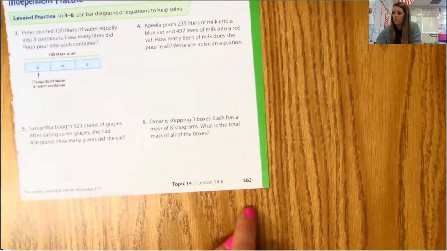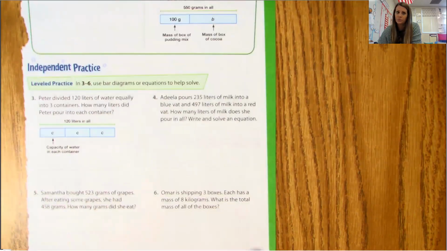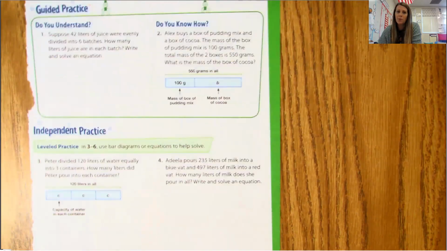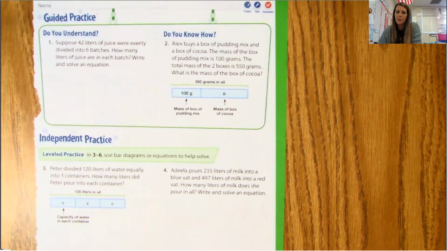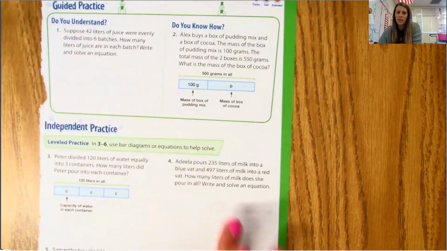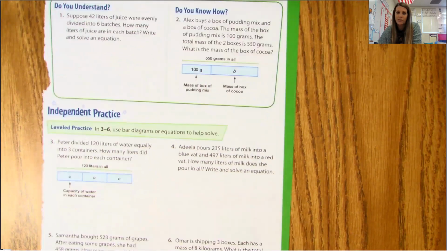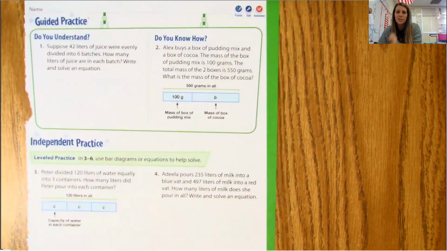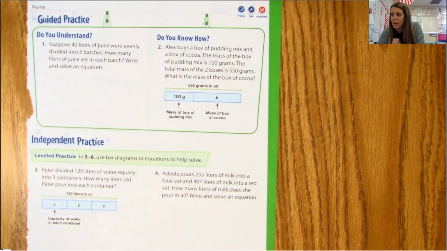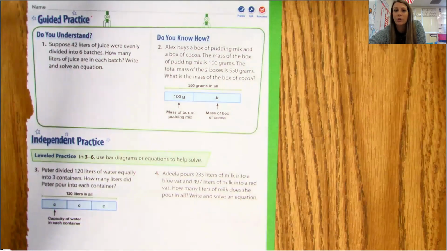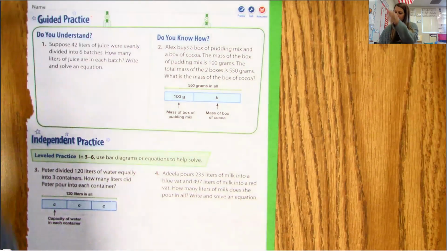563. Okay? So we'll practice a couple with that bar diagram, and then we can decide what we want to do down at the bottom. And then when it is on you, you're working on it, you do the way that works for you. Okay? All right.